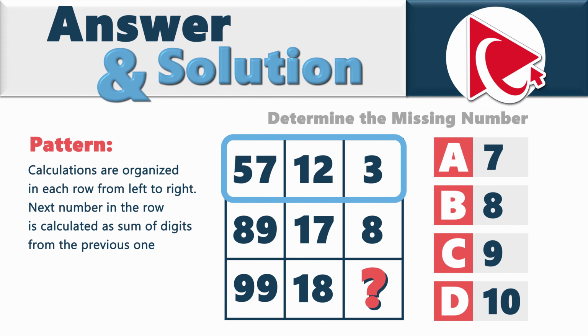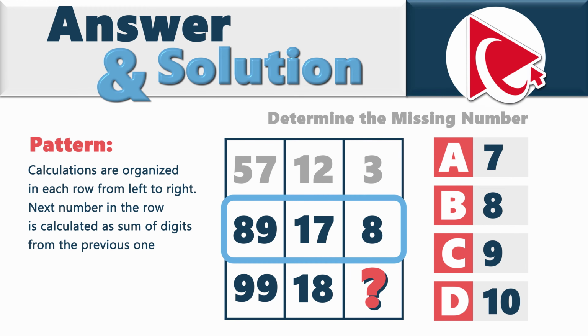Let's look at the first row calculations. The number in the upper left corner is 57. 5 plus 7 equals 12. And 1 plus 2 equals 3. Let's look at the second row. Second row starts with the number 89. 8 plus 9 equals 17. And then 1 plus 7 equals 8.